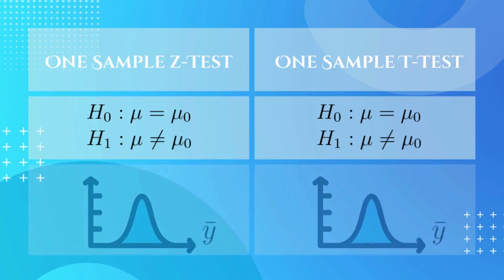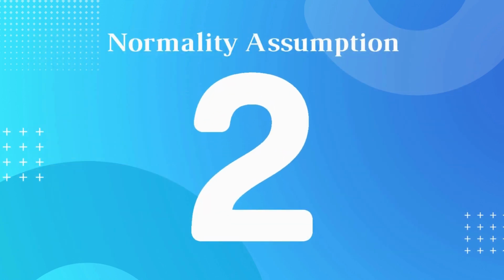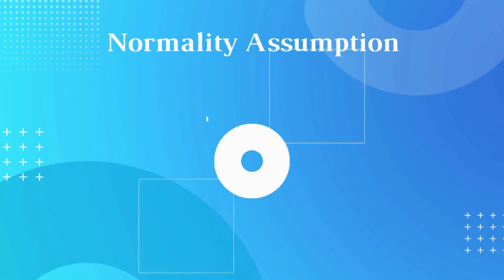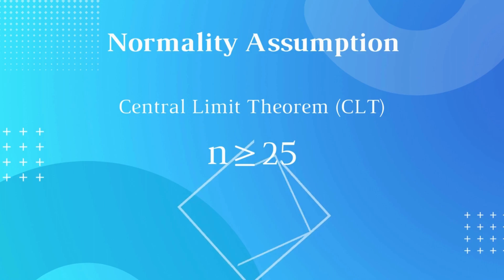The second similarity is that they have the same assumption that needs to be checked, that is, whether the sample mean is drawn from a normal distribution. There are 2 options to do this. The first option to check this assumption is to use the central limit theorem. This can be done if the sample is large enough, which we define as a sample size greater than or equal to 25. If the sample is large enough, we may use the central limit theorem to state that the sampling distribution of the sample mean y bar will be approximately normal.